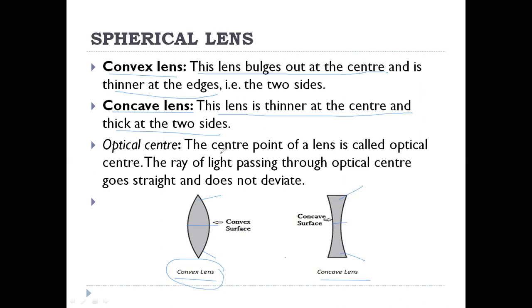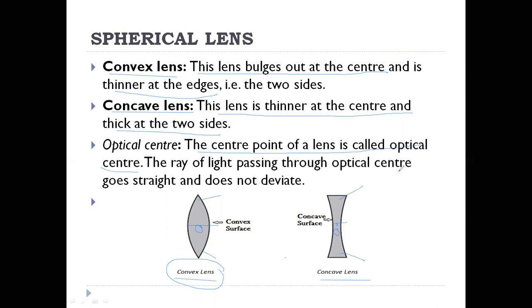The center point of the lens is called the optical center. This is the optical center of the convex lens, and here somewhere in the middle is the optical center of the concave lens. So the center point of the lens is called the optical center.